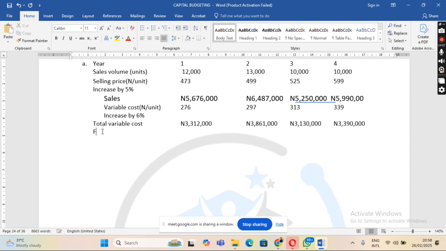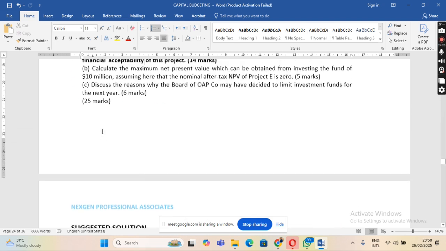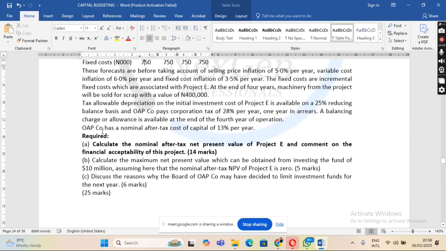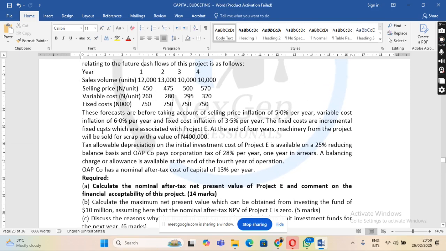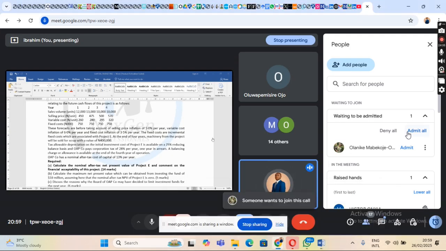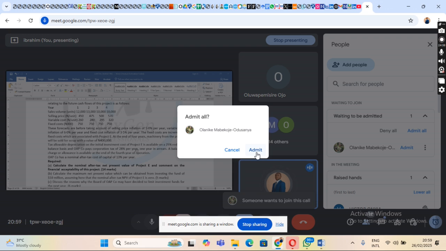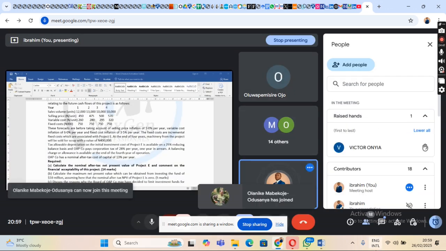Good. So fixed cost is increased as well, right? Because that is what we call incremental fixed cost. Don't forget that in a capital budget, when a fixed cost is an incremental fixed cost, you consider it as part of the cost of the project. Apportionment allocation does not form part of the cost of the project, right?